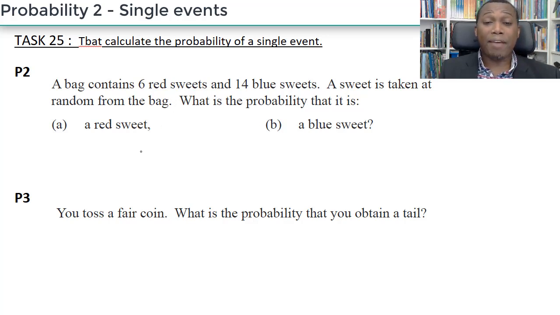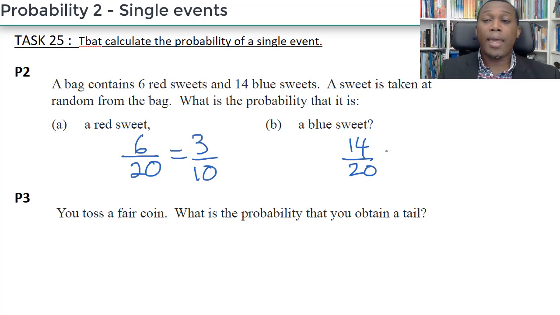Right, 2 and 3. So how many sweets do I have in total? I had 20 sweets in total, of which 6 are red. So the chance of getting red is 6 on 20, which you can simplify to be 3 on 10. Then a blue sweet. How many sweets are there in total? Number of outcomes, 20. That's your denominator for your fraction. There's 14 blue, and so 14 out of 20, 14/20ths, is the chance of getting blue, which is the same as 7/10. So that's the answers you should have there.